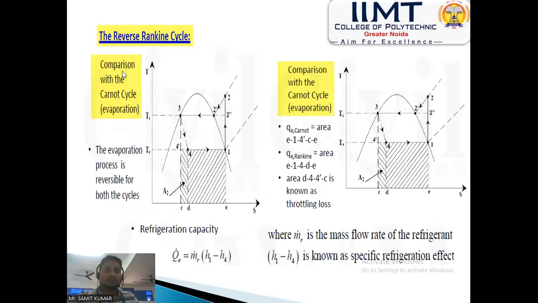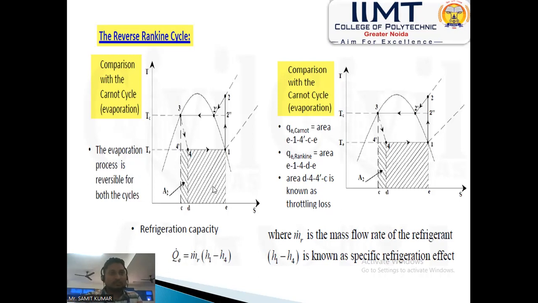So next I will show the comparison between the Carnot cycle and the Rankine cycle. We can see that curve 1, 2, 3, 4 dash is the Carnot cycle curve, and 1, 2, 3, 4 is the reverse Rankine cycle curve. The hatched area is the net output of the Rankine cycle, and the complete 4 dash to 1 hatched area is the Carnot cycle output area. That is the comparison.